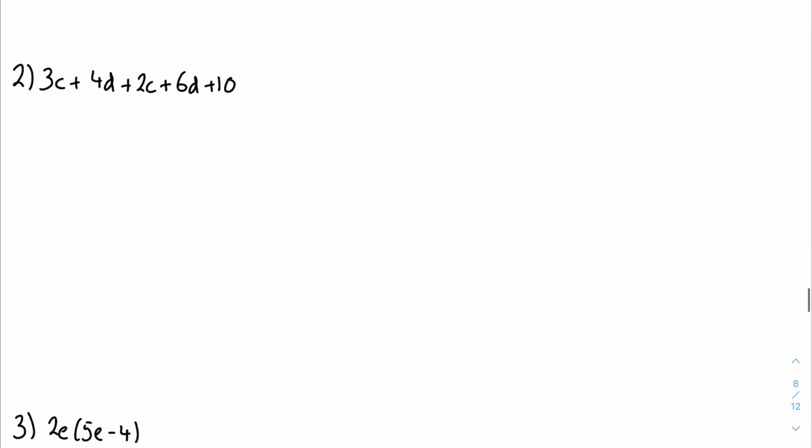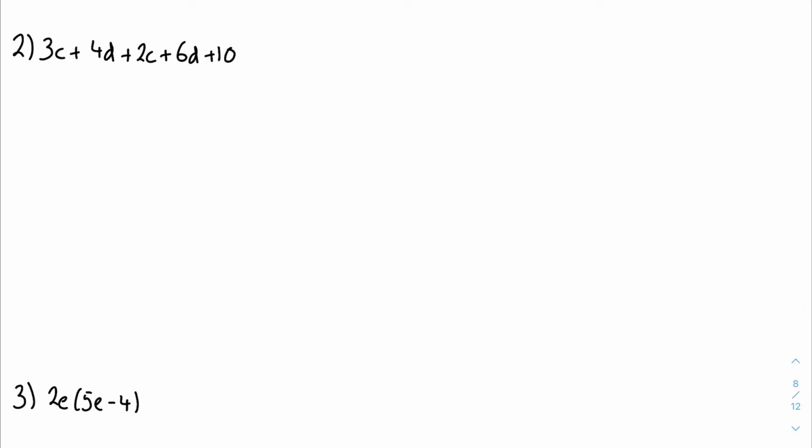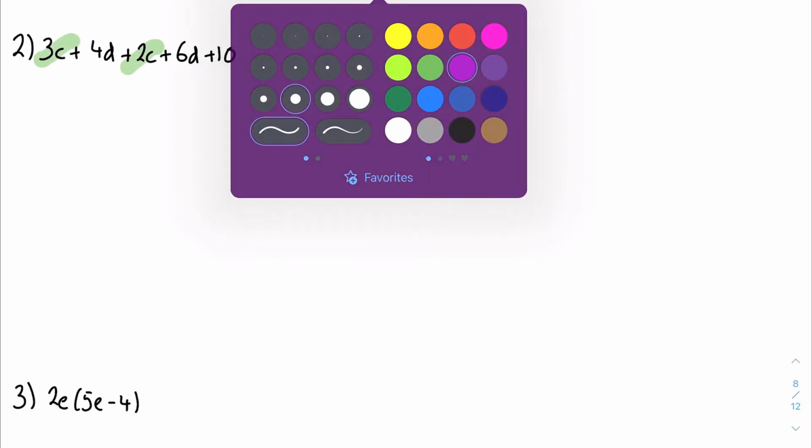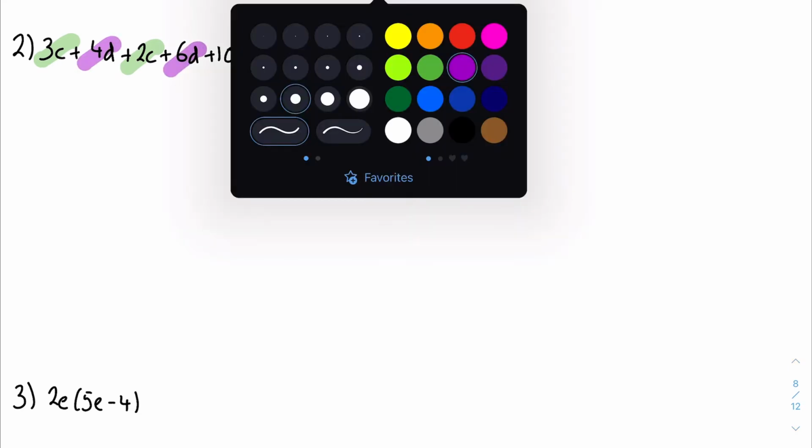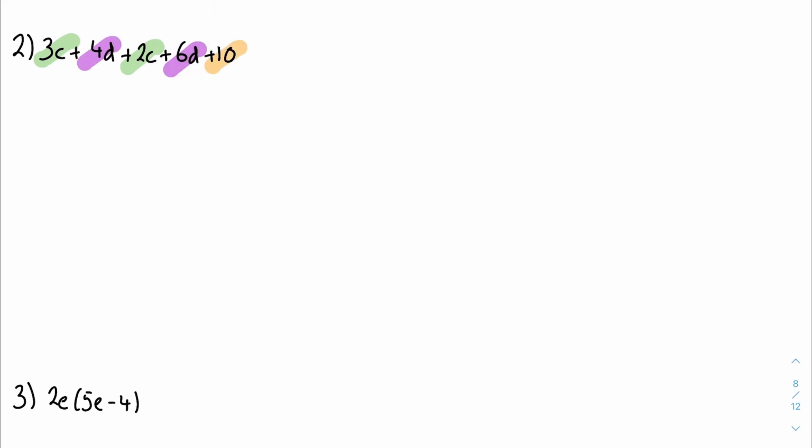Okay, moving on to the next one. We've got 3c plus 4d plus 2c plus 6d plus 10. Same sort of idea, so we'll show our c terms in green, our d terms in purple, and our number terms in orange. So we have 3c plus 2c, which is 5c, 4d plus 6d, which is 10d, and then we have a 10 left over at the end as well. So this will simplify to 5c plus 10d plus 10. We can't simplify that anymore because these are all the like terms, and we can't go any smaller than that.